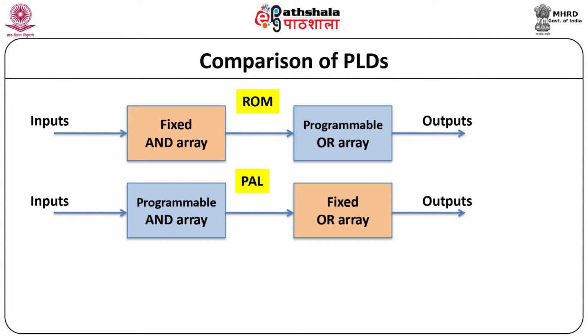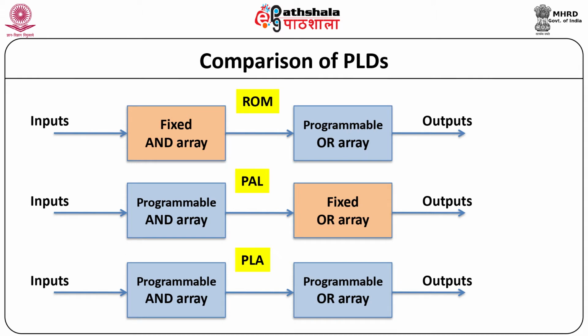This indicates that the manufacturer has decided the fixed connections to each OR gate. This will generate output with a fixed number of product terms per OR gate. Each output contains the sum of selected product terms. The user can program or decide which product terms can be selected to generate the desired output.